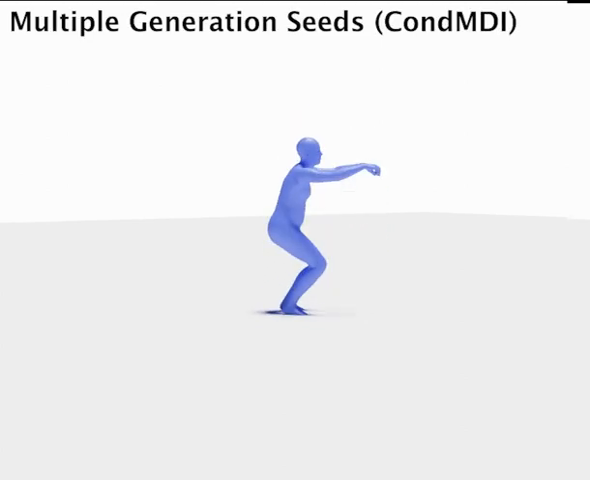Here we overlay prior work CondemnDI's generations over 8 different seeds. The generations are jerky, and aside from shifts in wrist and neck position, are much the same over all seeds.